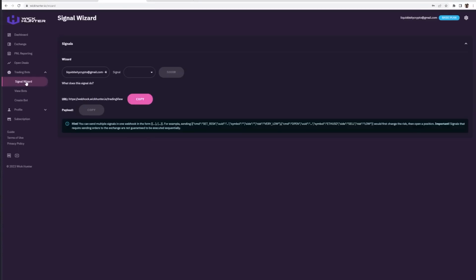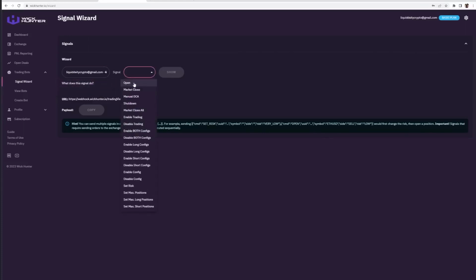Now, the last thing I need to do is head over to the signal wizard, and this is where all the magic happens. This is where we generate our payloads, and these go into Tradingview to tell our bot exactly what to do. So in order to show the payload, it's grayed out right now. I can't select show payload, so I have to fill out everything in this first line. So I'm going to select the Bybit USDT account because that's what we're trading in, USDT.